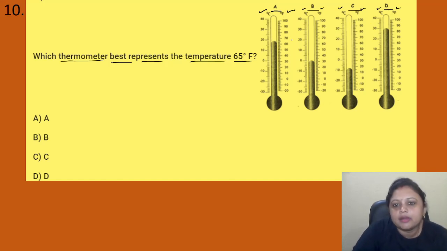65. Here it is, somewhat about 65 degrees Fahrenheit. And here it is 30 degrees Fahrenheit. Here it is 15 degrees. And here it is 85. Right. So we have to find the 65, and that is present in option A. Got it everyone? Yes. Okay.